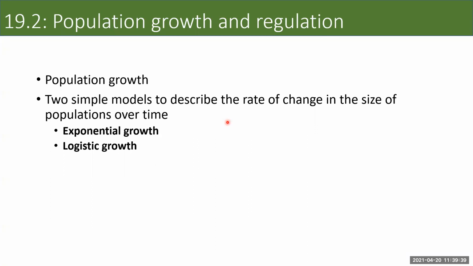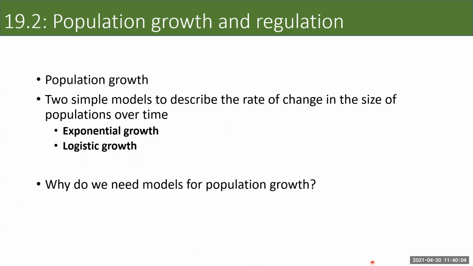In order to estimate how populations are changing over time, we can use two models to describe their rate of change and the change in the size of those populations. The first model is exponential growth, and the second model is logistic growth. We'll go into detail about what these two models are. First, let's think about, why do we need to model population growth? Why do we need to understand these changes?